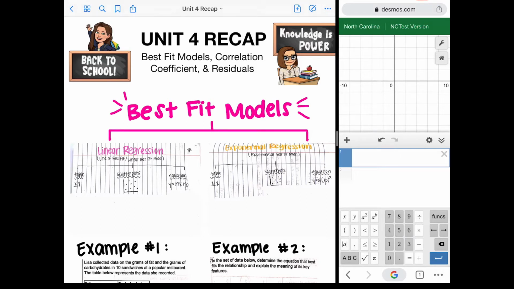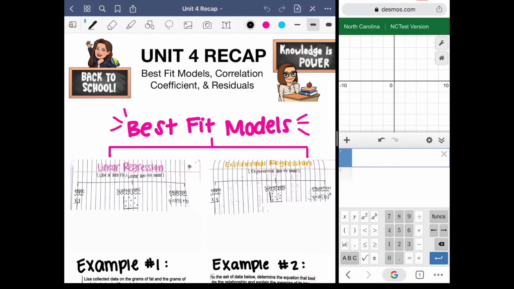All right, we are going to be going over Unit 4, which is best fit models, correlation coefficient, and residuals. We're going to start with best fit models. So we've talked about two different models of best fit, linear and exponential. First, we're going to look at linear regression, or a line of best fit.